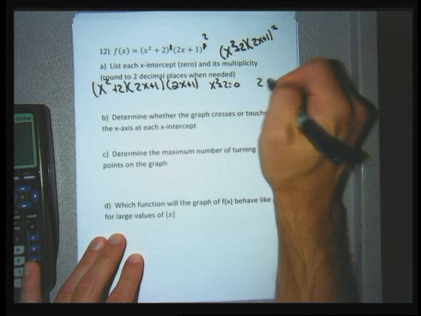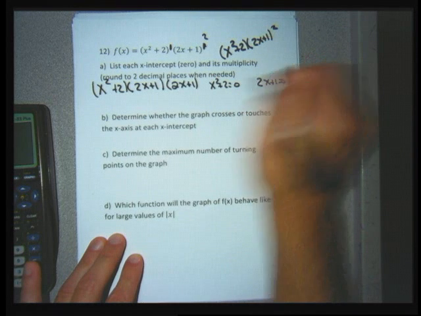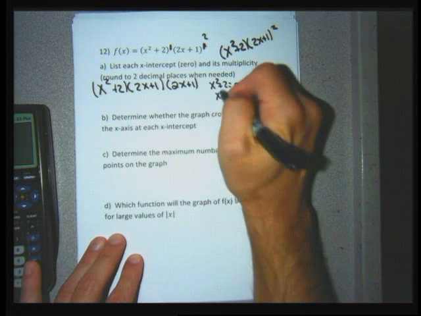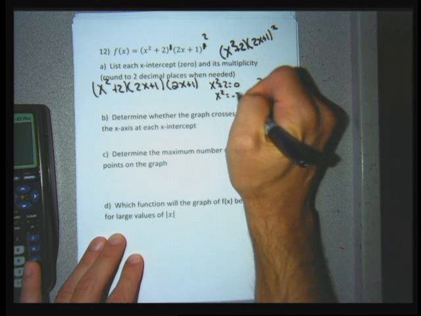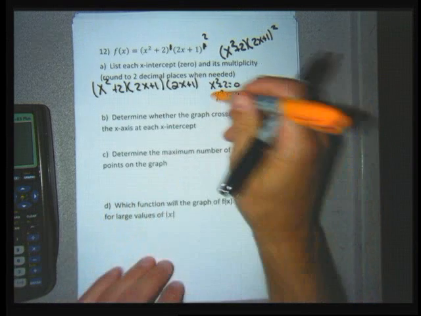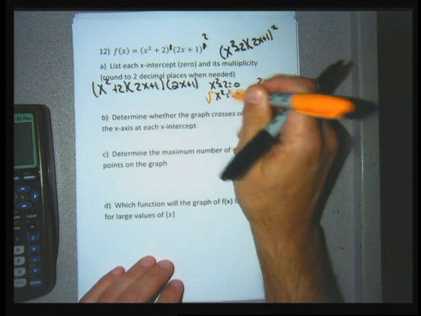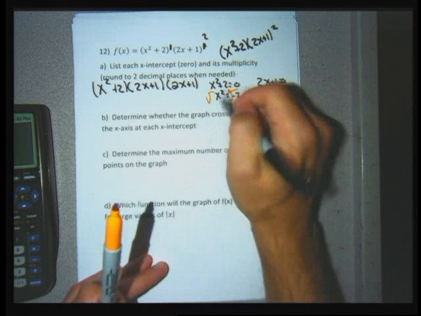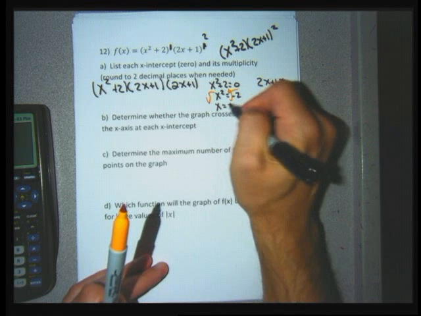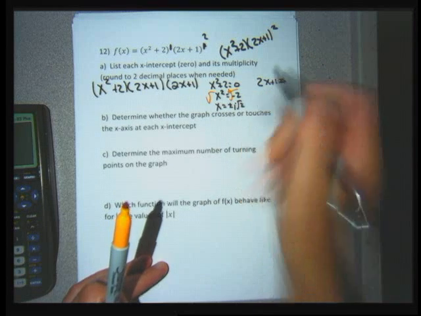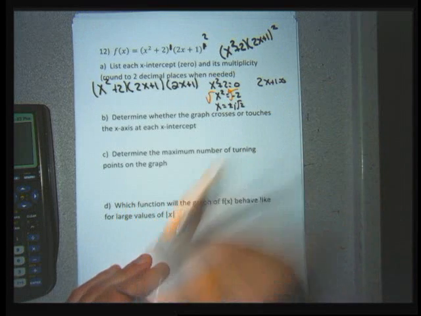And the 2x plus 1 equal to 0. For the x squared plus 2, I subtract 2 from both sides and get x squared is negative 2. I take the square root, plus or minus the square root. This gives me x equals plus or minus i square root of 2. Because there's an i, that doesn't give an x-intercept.